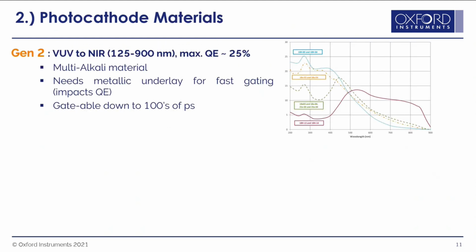Of these materials that are then deposited onto this glass, you have a choice of photocathode materials. Generation 2 photocathode materials are multi-alkali materials, and as I said before, you can put these onto magnesium fluoride, so you can go down as low as 125 nanometers in terms of wavelength. They have a maximum quantum efficiency of around 25%, and you can gate these down to hundreds of picoseconds in terms of time. But it does need a metallic underlay to achieve fast gating, which can impact the quantum efficiency somewhat.